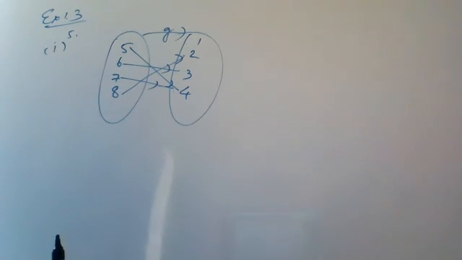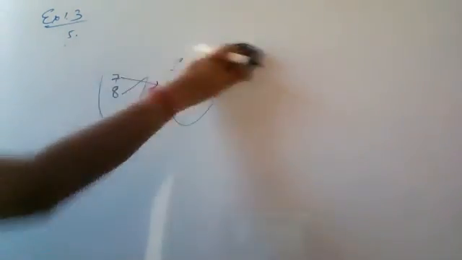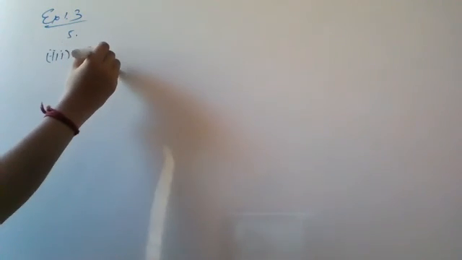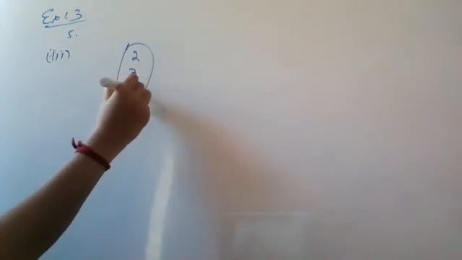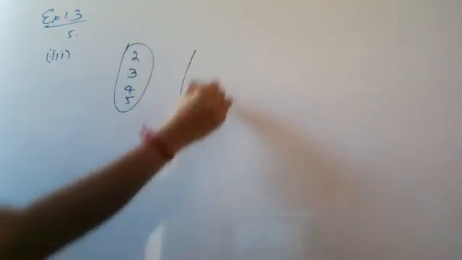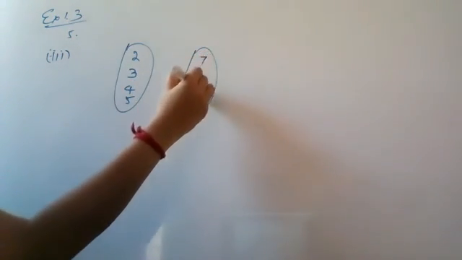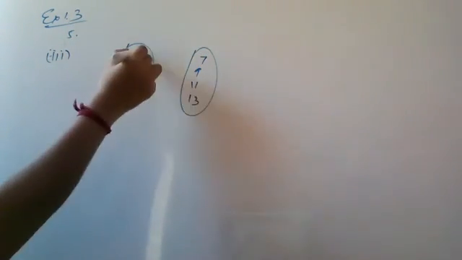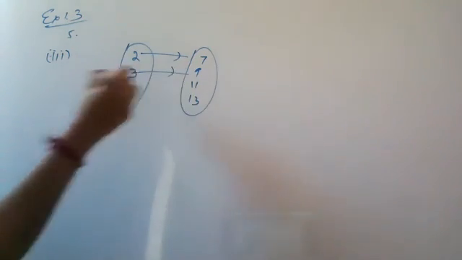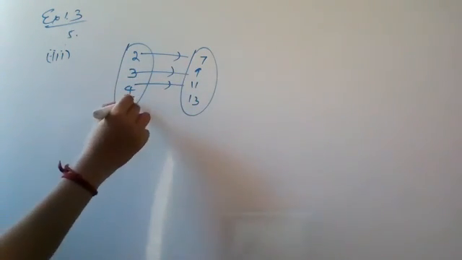Is it onto? No, ma'am. No. Why? Because 1 is not having any image. 1 is not participating, so you can say that it is not onto also. Therefore, its inverse also does not exist. For the second part, also your inverse does not exist. Now, for the third part, h is from 2, 3, 4, 5 to 7, 9, 11, 13. From 2 it is to 7, 3 to 9, 4 to 11, 5 to 13.